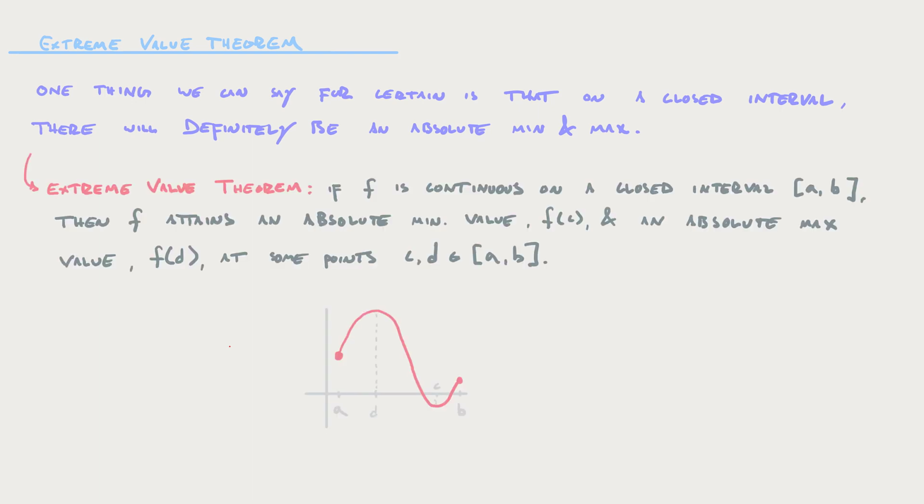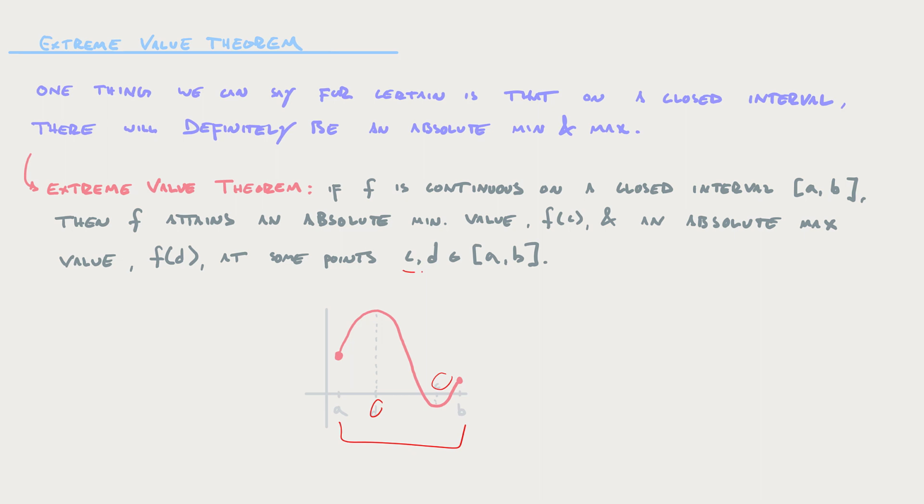And in fact, this is a theorem. It's called the extreme value theorem. It says if f is continuous on a closed interval a to b, then f attains an absolute minimum value, which we're going to call f of c, and an absolute maximum value, which we're going to call f of d, at some points c and d inside of your closed interval. Right? So c and d are somewhere inside a to b.